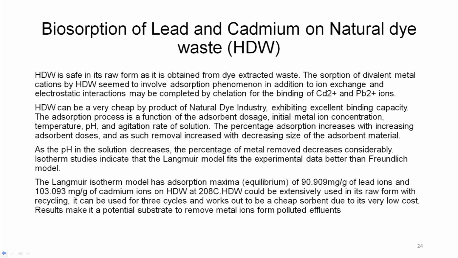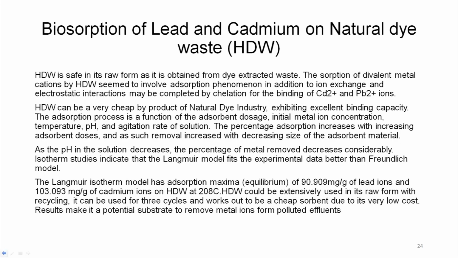Isotherm studies indicated that the Langmuir model fitted the experimental data better than the Freundlich model. The Langmuir isotherm model has adsorption maxima, that is the equilibrium, which is showing 90.90 milligram per gram for lead and 103.09 milligram per gram for cadmium at 20 degrees.